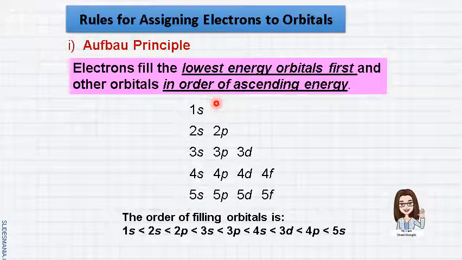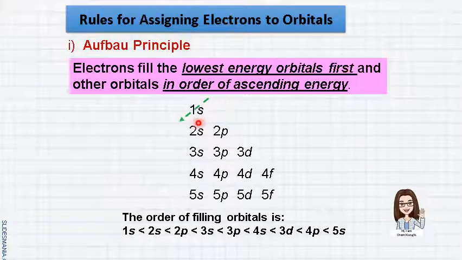Why is there no 1p? This one we discussed already in 2.2 about the n, l, m, s rules. 1p is not allowed. Why? Because when n equals 1, l equals 0, so only 1s is allowed. So 1p is not allowed. So we fill in according to this.